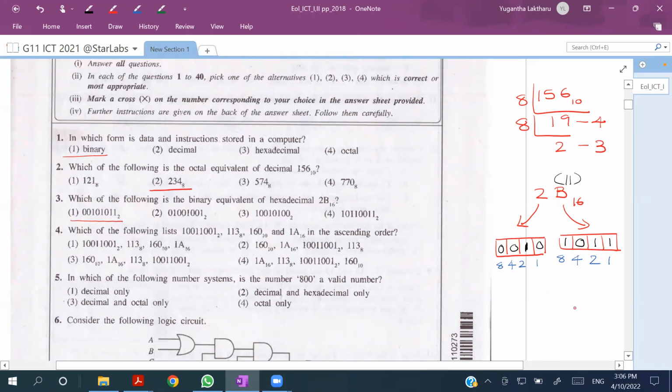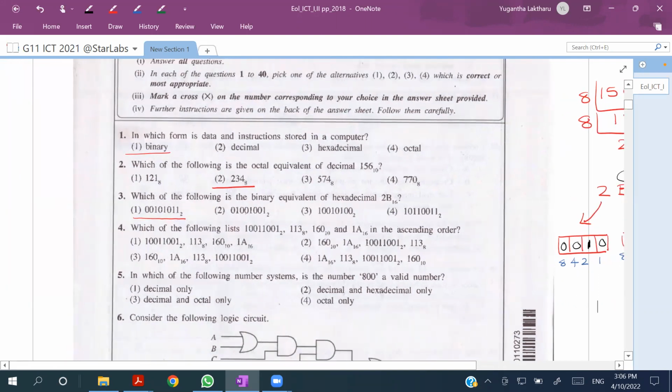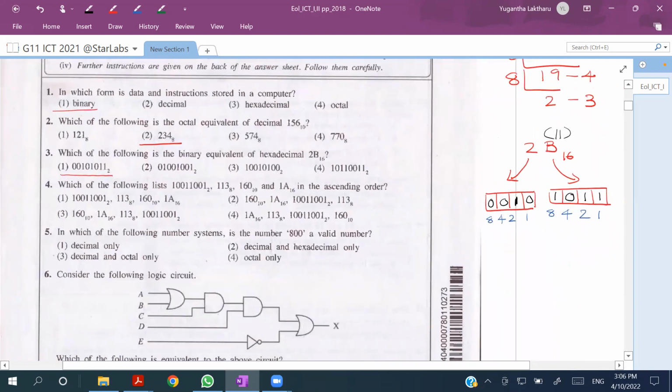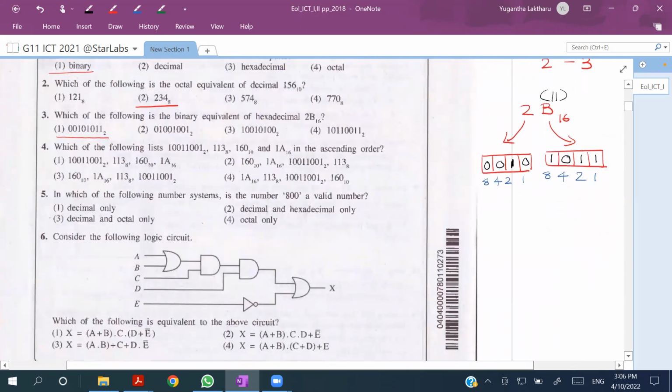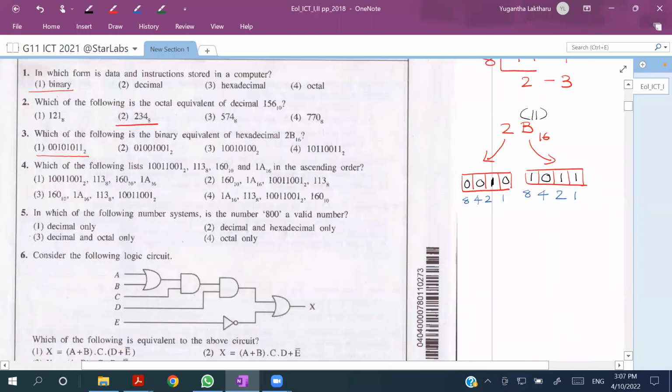Okay, so the fourth one, which of the following lists, like 1001101, they have given you certain numbers to be made in ascending order, right? So to make this in ascending order, we better figure out what the values of these are. And when we are making things in ascending or descending order, the best way is converting those things into decimal, right? So let's quickly turn these things into decimals.